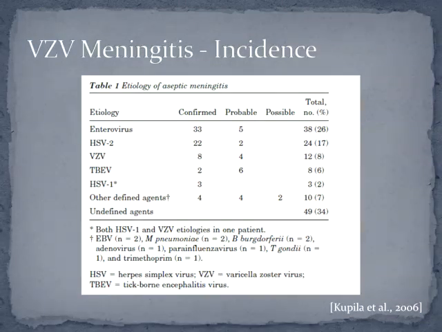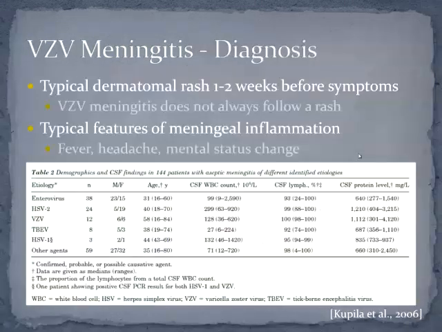So what is the rate of VZV meningitis? If we look here, this is essentially a chart review of aseptic meningitis and then identifying the causative organism. And so the majority of these are enterovirus. And VZV is quite rare, making up about 8% of aseptic meningitis cases. The diagnosis is made on the typical rash prior to presentation, and then typical symptoms, as we've talked about with the other case of meningitis.